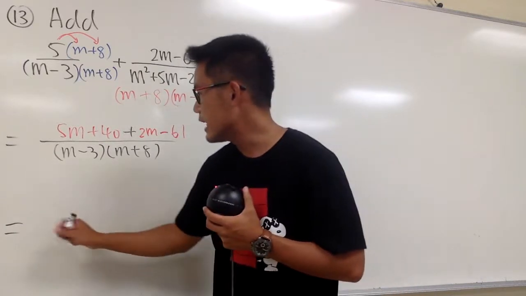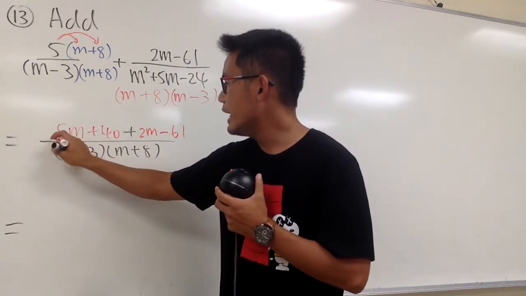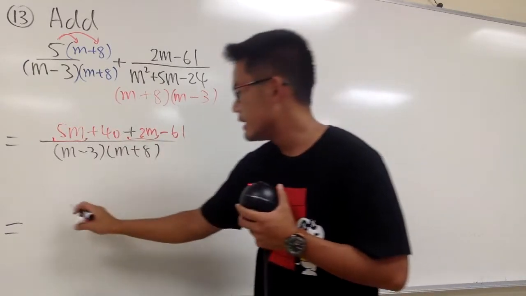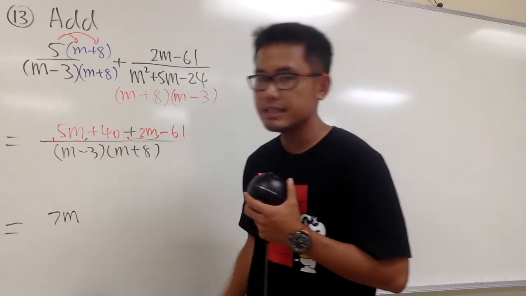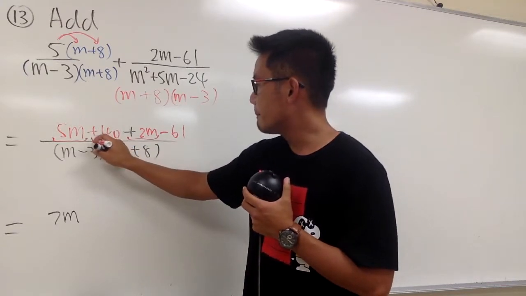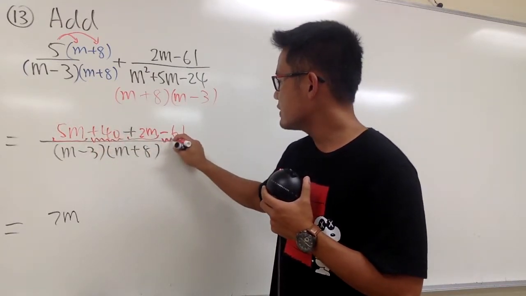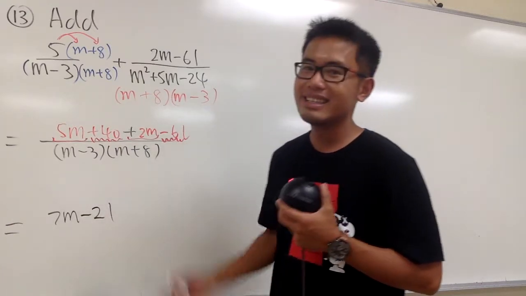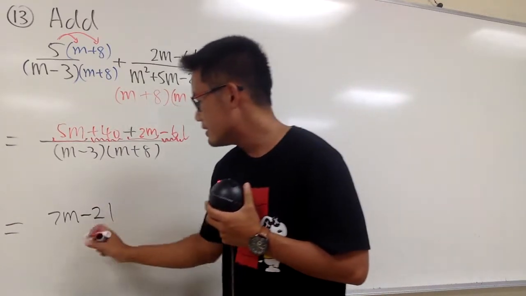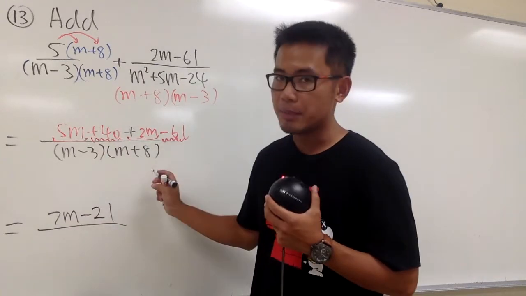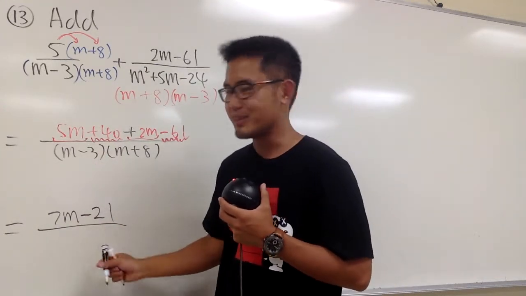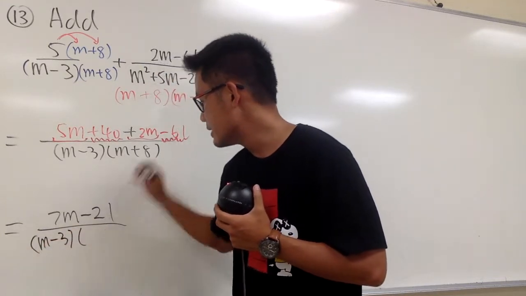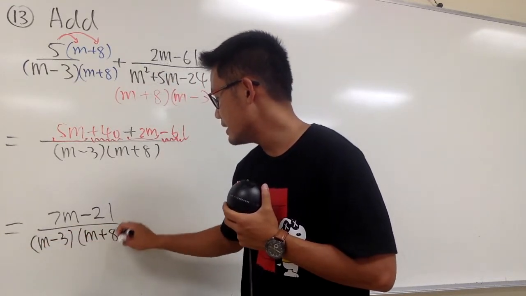Okay, now we will be combining like terms on the top. The bottom is still the same. Let's focus on this first. We have 5m plus 2m. That's what? 7m, right? And this is positive 40 minus 61. That's going to give us negative 21. Now that's on the top, and this is over the denominator. Don't forget to write this down again, okay? So we have this: m minus 3 times m plus 8.